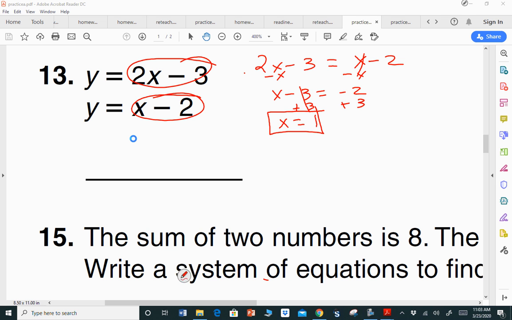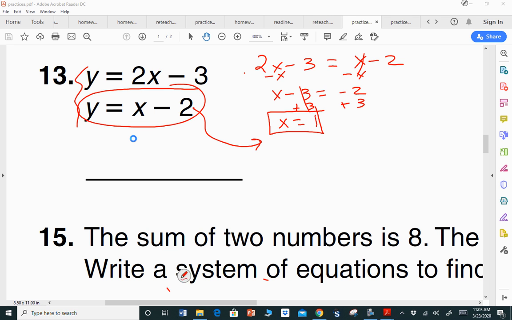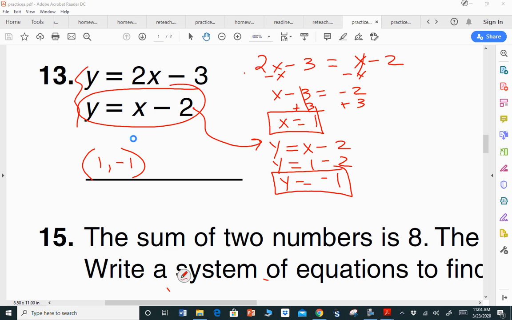Now that we have solved for x, we need to solve for y. We need to choose one of these two equations to plug in for x. This one looks just a little bit simpler, so I'm going to pick that one. Plug in the one that we said is equal to x, and y equals negative 1. The final answer should be in the form of an ordered pair with the x value first and the y value second, and there's your answer.